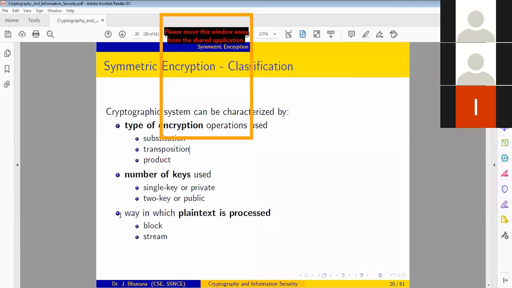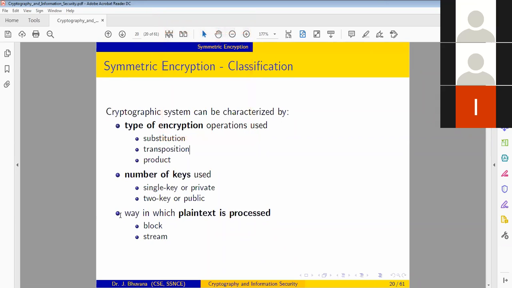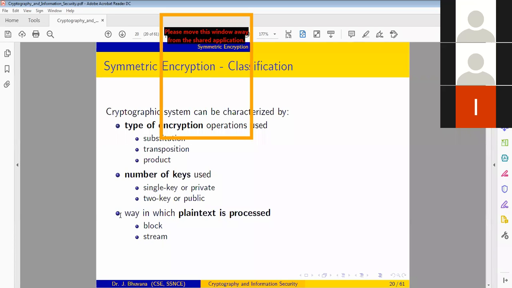The third kind of classification of encryption techniques is how we treat the input. Whether I divide the message into equal sized blocks or segments and apply the encryption, thereby generating a block of cipher text, then that will be a block cipher. Otherwise, I convert the message into a stream of binary bits and apply the encryption. The stream goes into the encryption procedure and keeps generating a stream of output as cipher bits, then that will be a stream cipher.